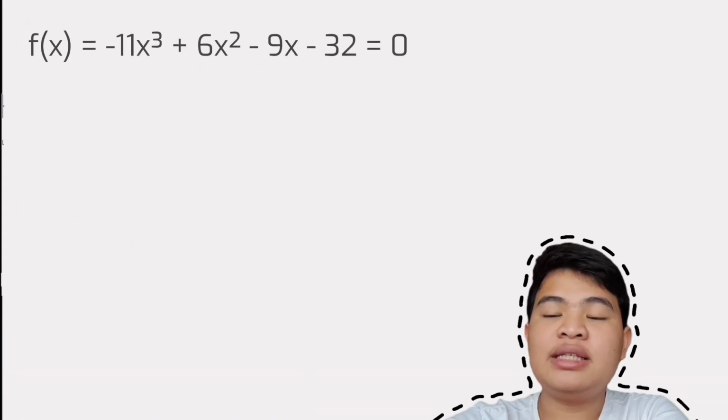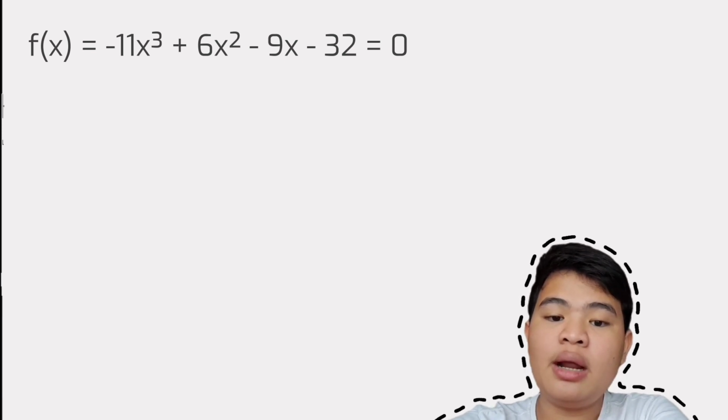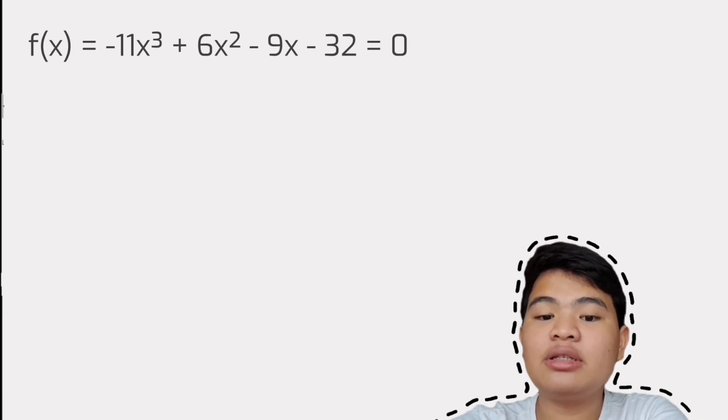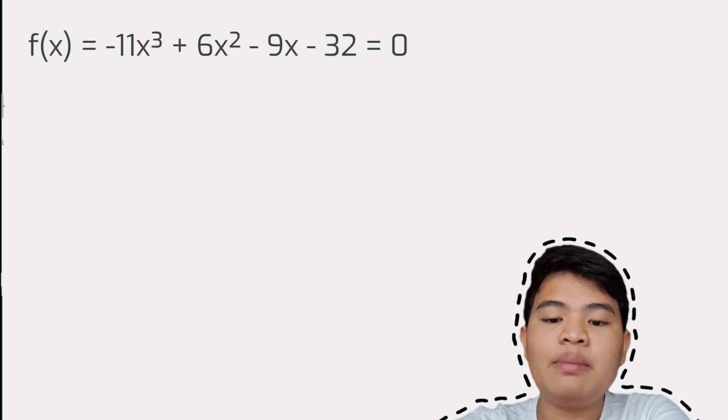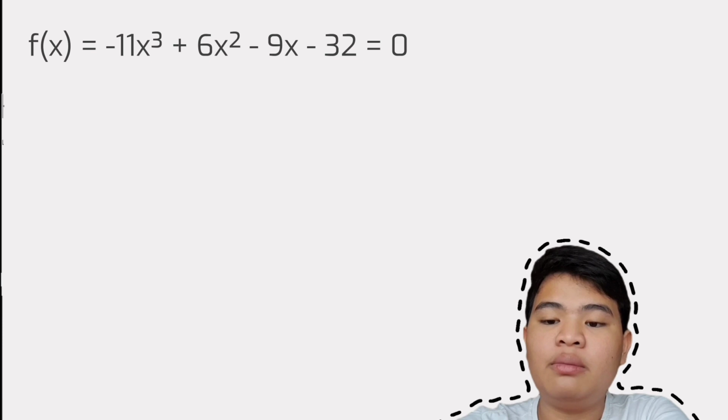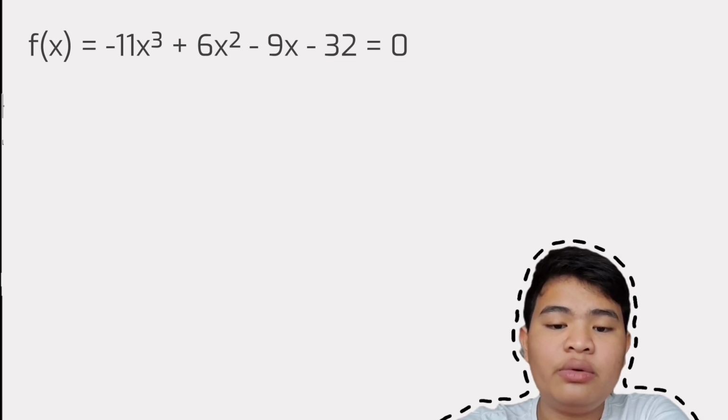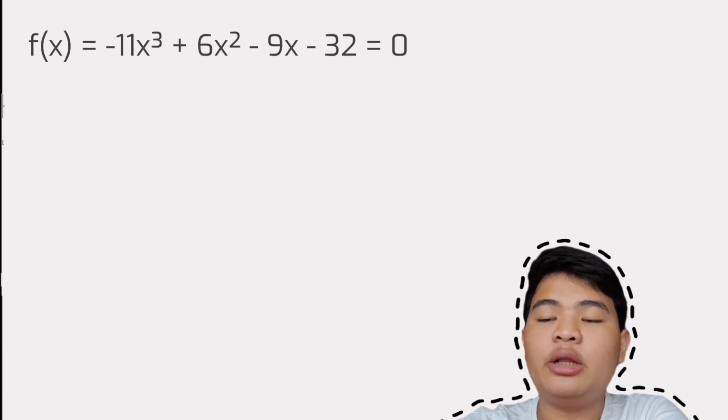Another example is negative 11x cubed plus 6x squared minus 9x minus 32 equals 0. Our example is set up in descending power of the variable. So our first step would be to rearrange the terms if they weren't in the right order. Now, let's move on to the second step.